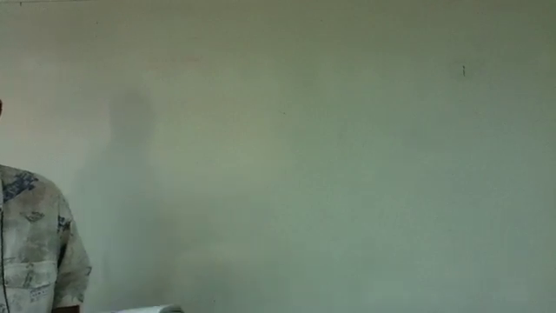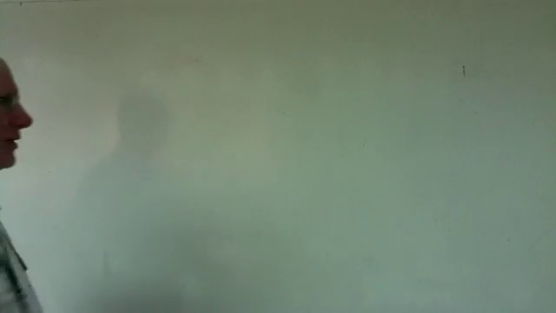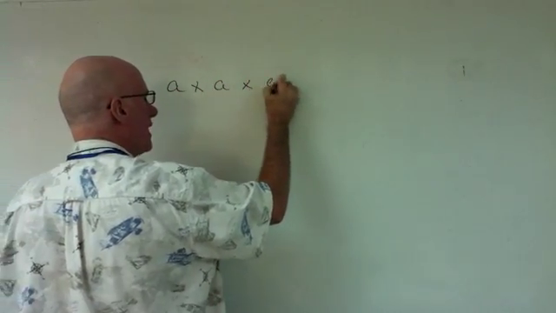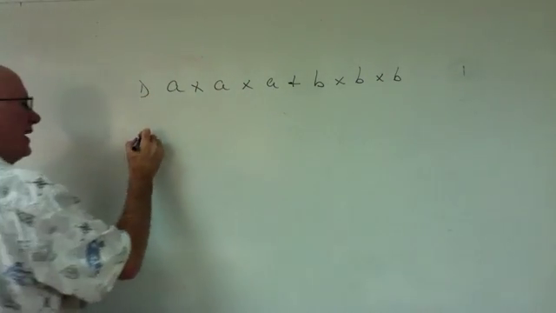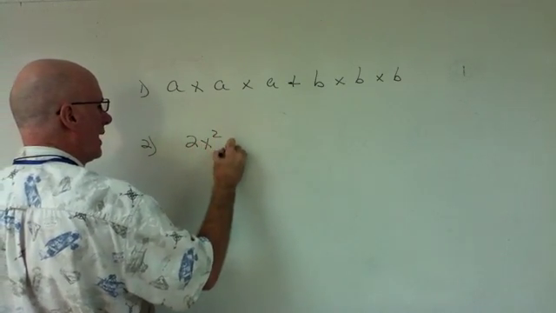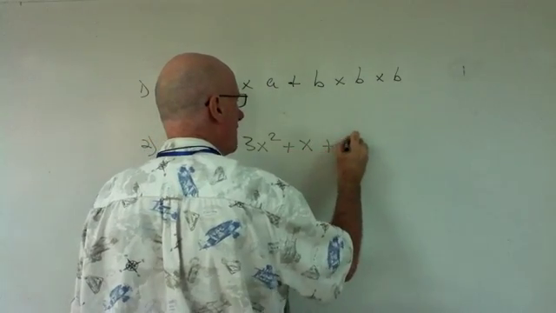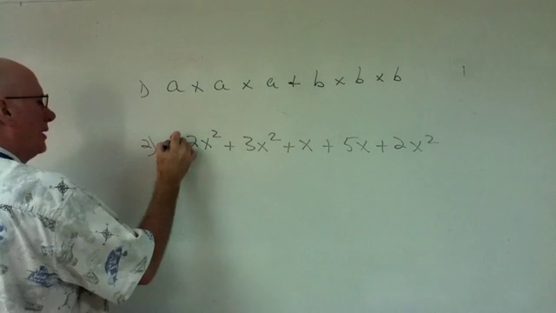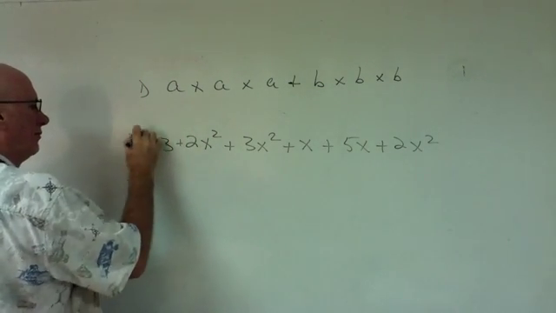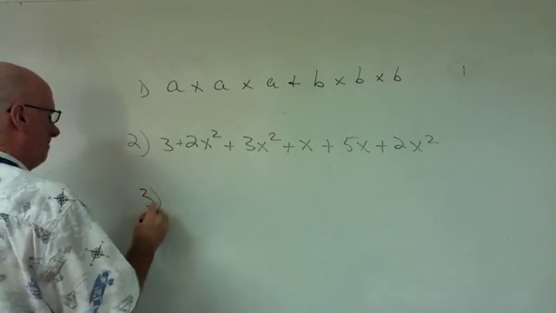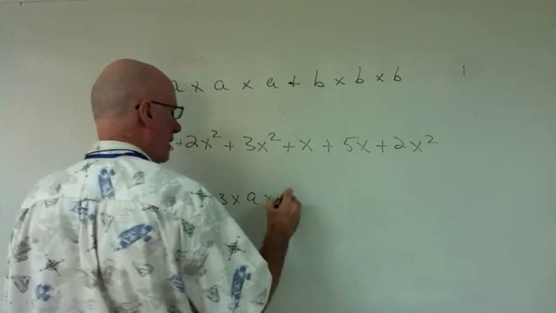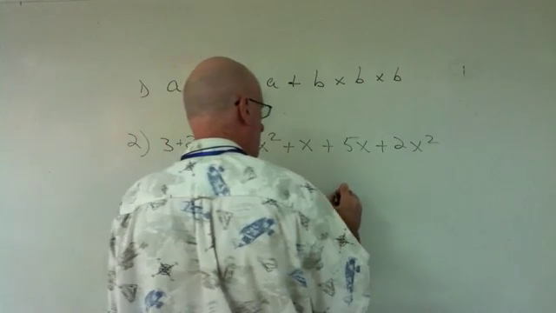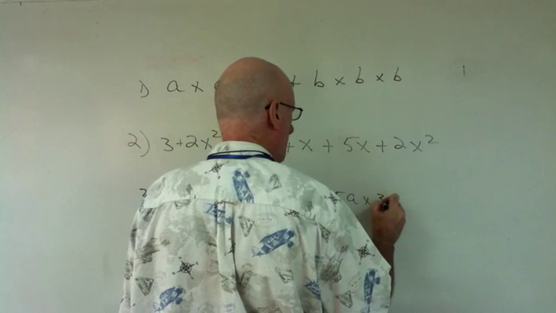Okay, this last one is going to be to just simplify expressions. So let me write a bunch of problems on the board. Now, A times A times A plus B times B times B. Let's say 2x squared plus 3x squared plus x plus 5x plus 2x squared plus 3. And then we'll say 4 times 3 times a times 2a squared times 5a times 3a.